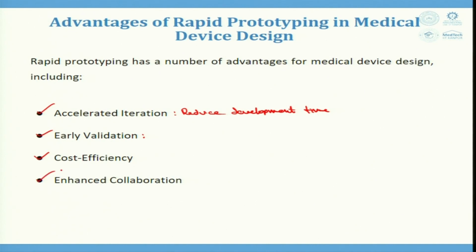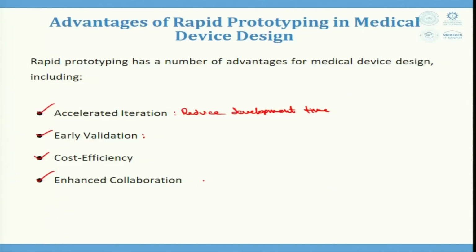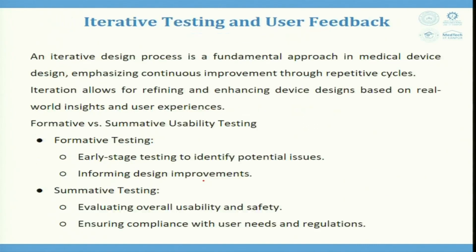Then we have enhanced collaboration. Enhanced collaboration means tangible prototypes facilitate effective communication among cross functional teams. So, collaboration is enhanced because the teams are cross functional. As I said, it could be an engineer, it could be a doctor, it could be in between simply the CAD modeler or so. So, collaboration between them is enhanced.